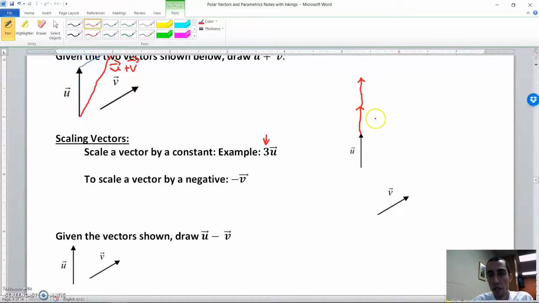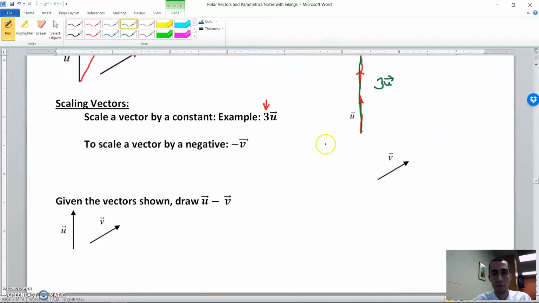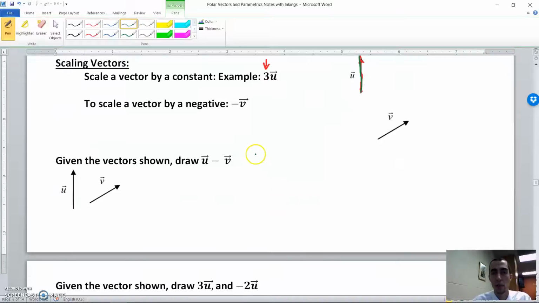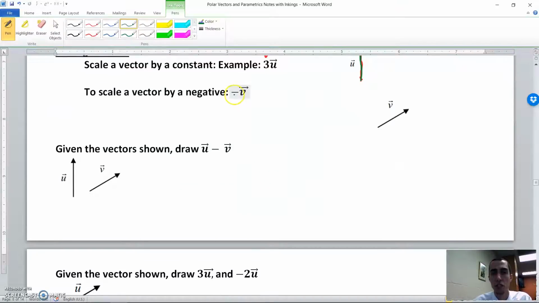So this would be in red. So this whole thing would be a single vector. I'm going to do it in green over top all of them. 3 times as long. So this would be 3u. To scale a vector by a negative, this negative is going to change the direction. So it's going to have the same strength, but opposite direction. Like so.